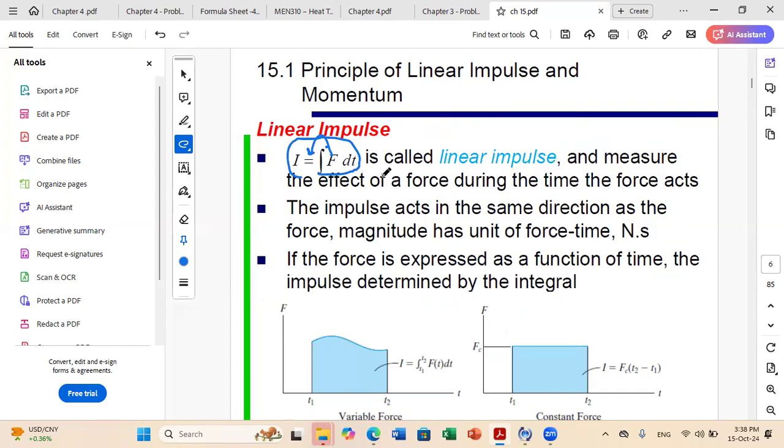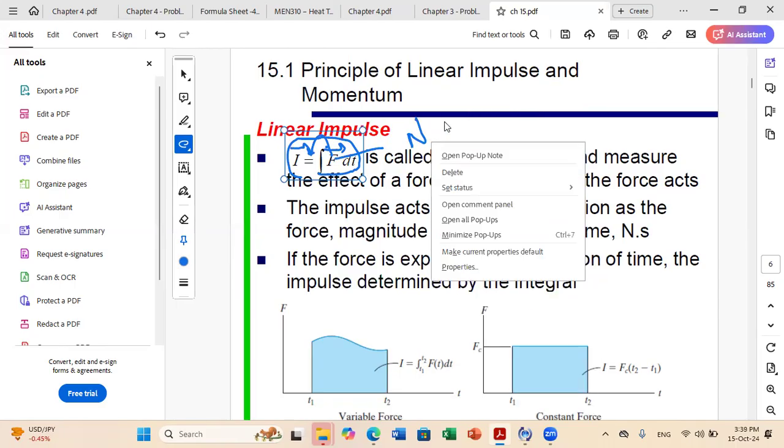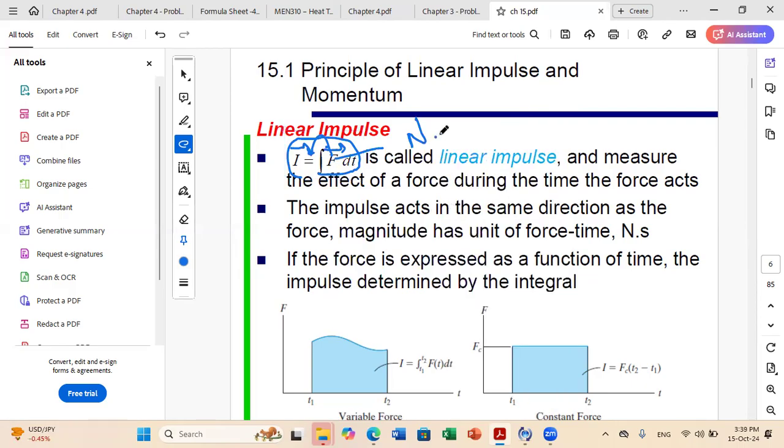So integral F dt is called the linear impulse, and it will measure the effect of a force during the time of its application. The impulse acts in the same direction as the force, so it's a vector. It will have the same direction of the force applied. Okay, so impulse vector is integral F vector dt. And the magnitude of impulse is Newton second, because you are multiplying a force by time. So the unit of impulse is a Newton times second.